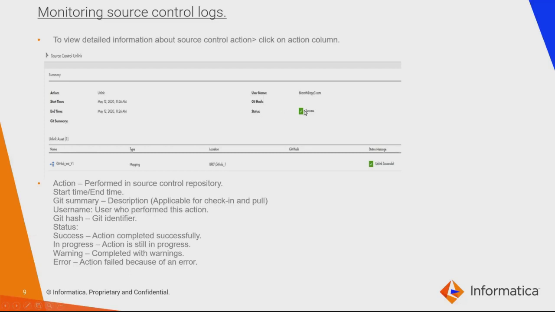And the status. The status can be either success, failure, or in progress. In progress, say for instance, I am going ahead and checking in multiple assets, let's say a few hundred assets from Informatica Cloud to GitHub. At that point of time, you can see this particular status as in progress. That basically means that the action is still in progress. Warning, say for example, if there's any failure, then it would say completed with warnings. And in case of any error, the status will be error, and it will basically give the details of the error.